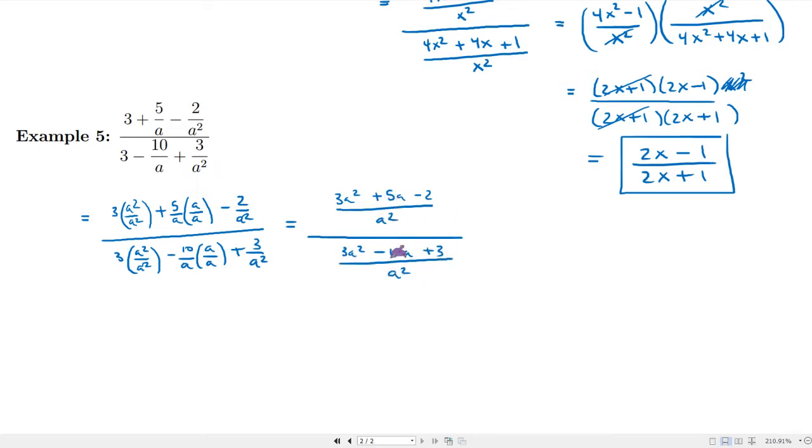And so we have fraction divided by fraction, so we'll do this fraction, and then we will multiply by the reciprocal of this one.